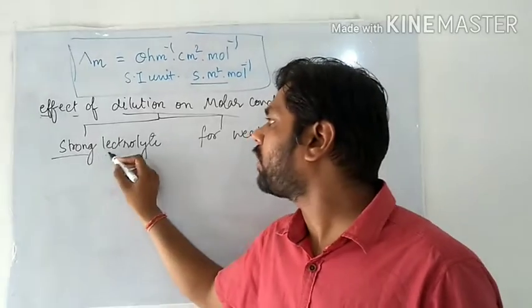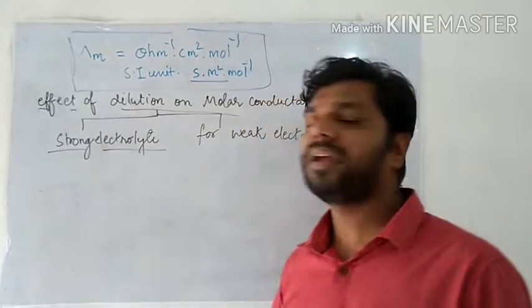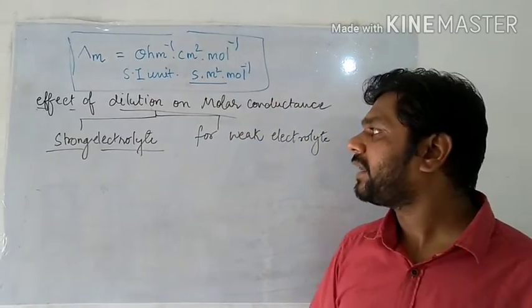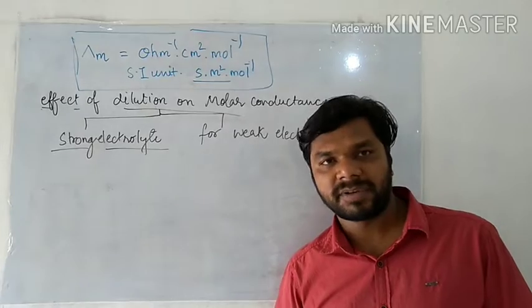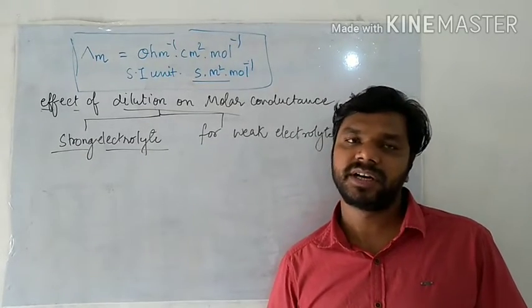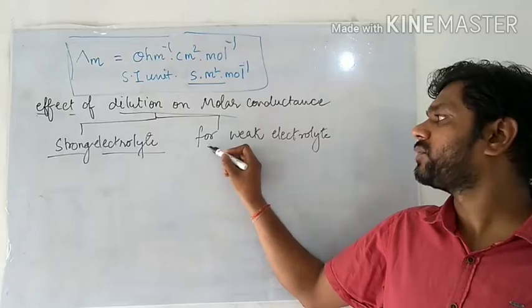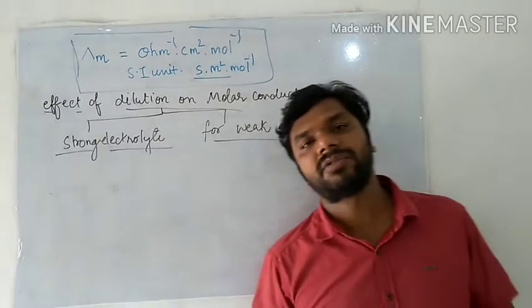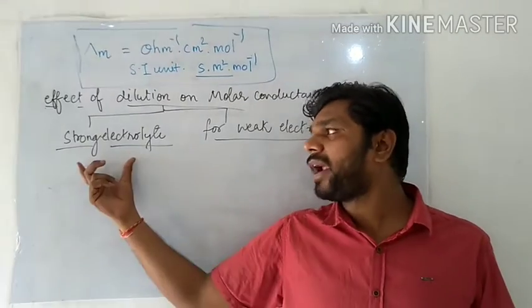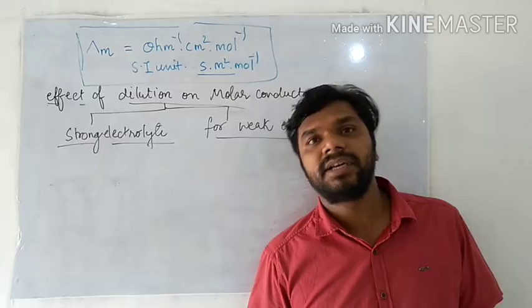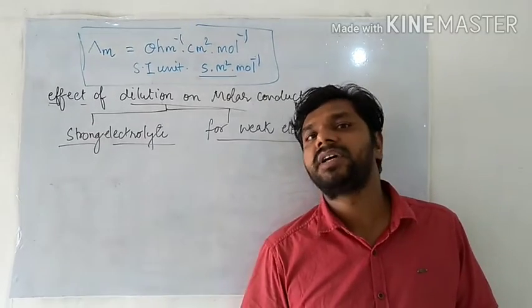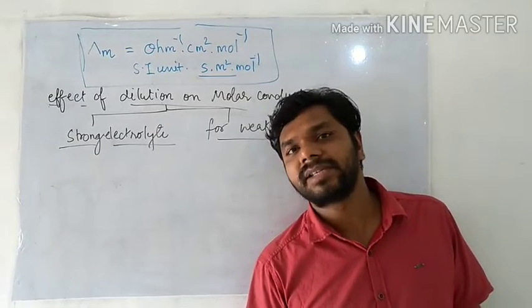If we talk about strong electrolytes, I told you one thing: strong electrolytes are 100% ionized or 100% dissociate in aqueous solution, while weak electrolytes do not dissociate up to 100% in aqueous solution. Strong electrolytes dissociate completely, up to 100%. In the case of weak electrolytes, it is not like that.